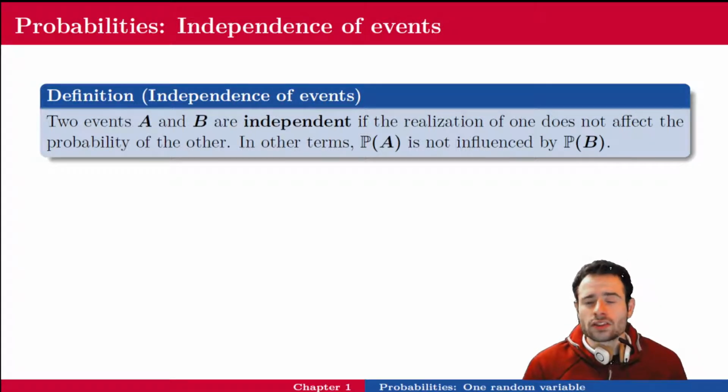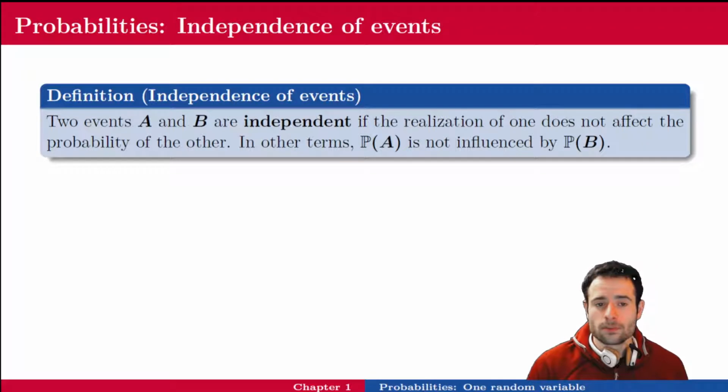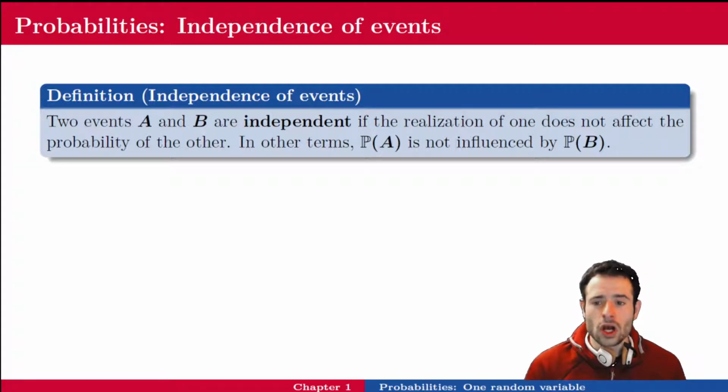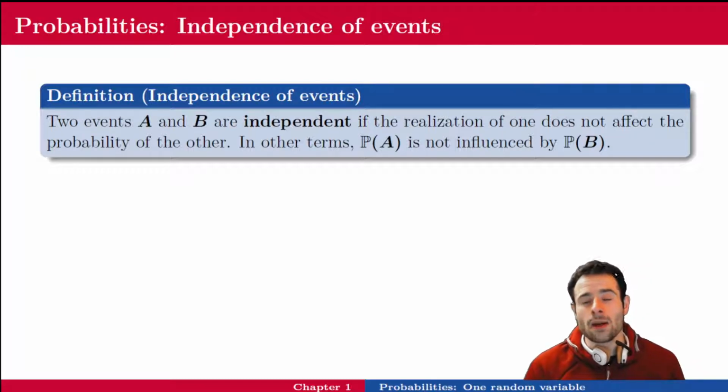So, I talked about events that happen at the same time, events that one could happen or the other could happen, or both at the same time, that could work too. This is what we call the union. I talked about disjoint events. Now, let's talk about independent events. Two events, A and B, are said to be independent if the realization of one does not affect the probability of the other. So the probability of A happening is not influenced by the probability of B happening.